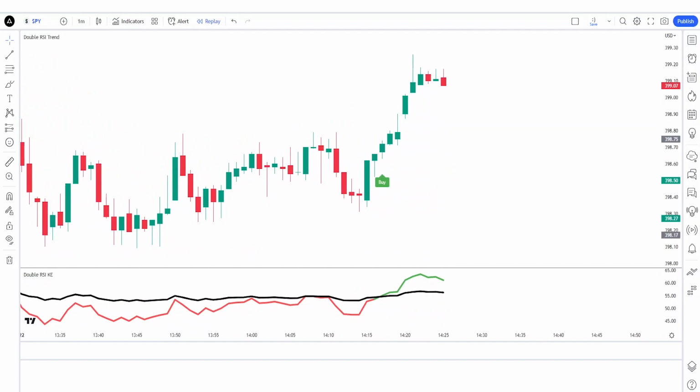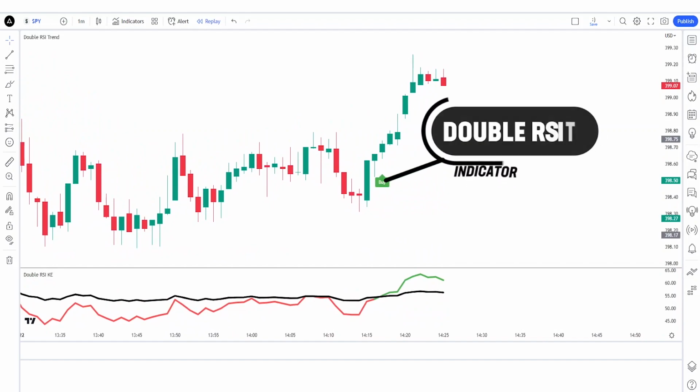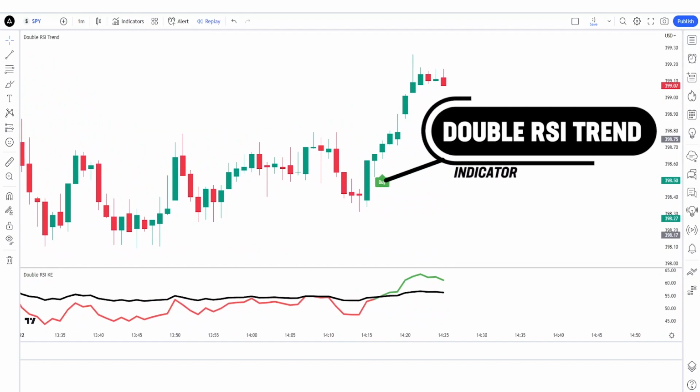This is our magic buy sell signal indicator, the double RSI trend indicator. This is a popular technical analysis tool used to measure the strength of price action in a financial market. This indicator compares the magnitude of recent gains to recent losses in an attempt to determine overbought and oversold conditions of an asset. After this thorough analysis, the indicator generates either a buy or a sell signal.